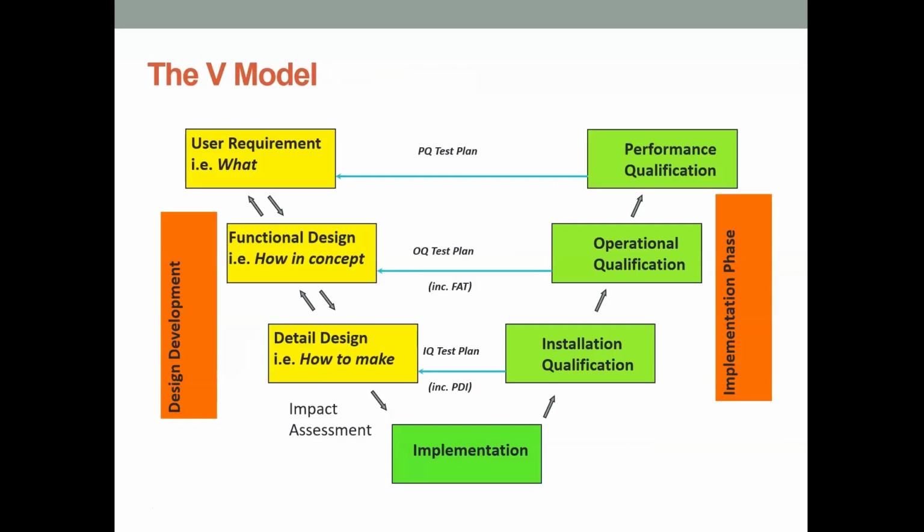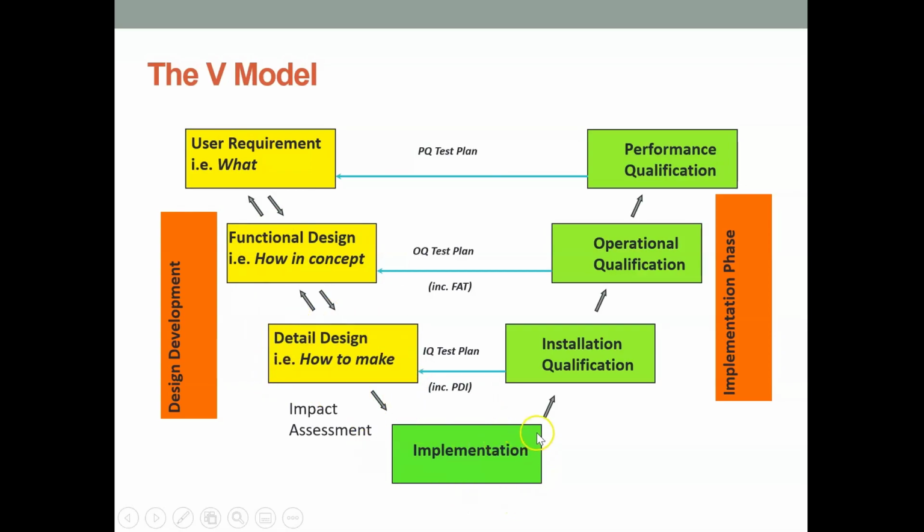So this is the V model that's often used to describe validation activities. And you can see in the V model, we've got the user requirement, the what needs to happen, what does it need to do? The functional design, so how in concept does this work? The detailed design, how are you going to make it? What's it going to be made from?